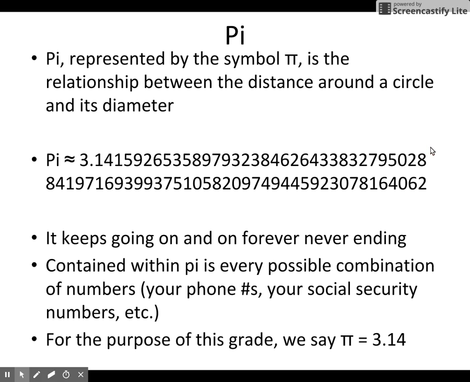Next, you have pi. Pi, represented by the symbol that you see here, is the relationship between the distance around a circle and its diameter. Pi in numerical form is represented as 3.14159, and I could go on and on. It keeps going on and on forever, never ending. Contained within pi is every possible combination of numbers: your phone number, your social security number, street address, etc. But thankfully, for the purpose of this grade, we say that pi is equal to 3.14.